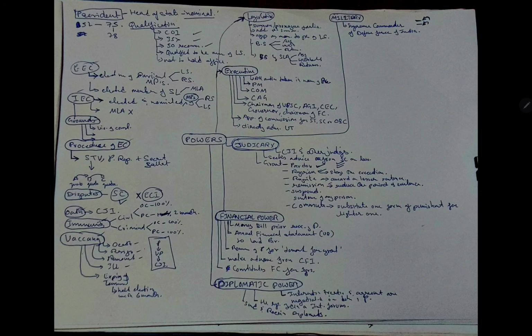And immunities, what are the immunities enjoyed by the president? One is civil and one is criminal. In civil cases, in his official capacity, the president gets 100% immunity. In his personal capacity, charges can be made against the president for a civil case, but 2 months' notice has to be given.